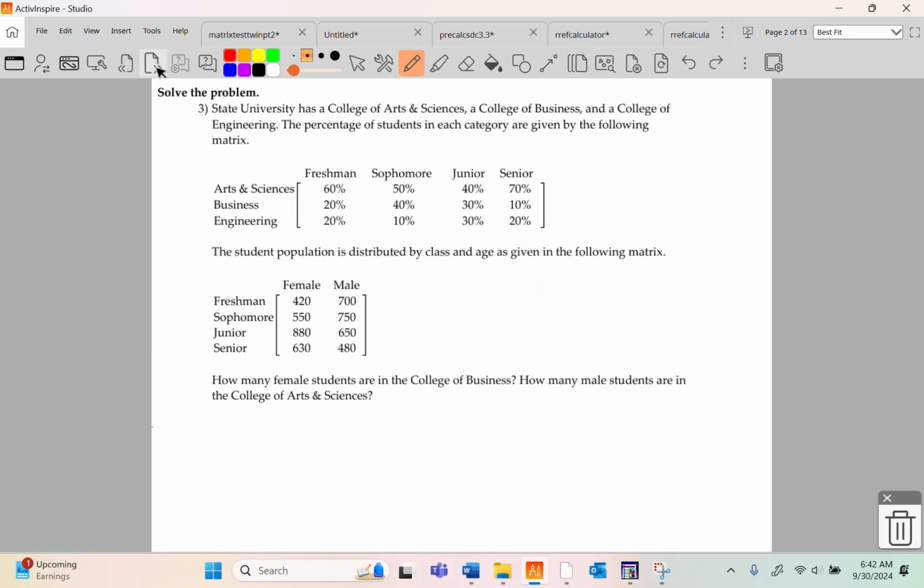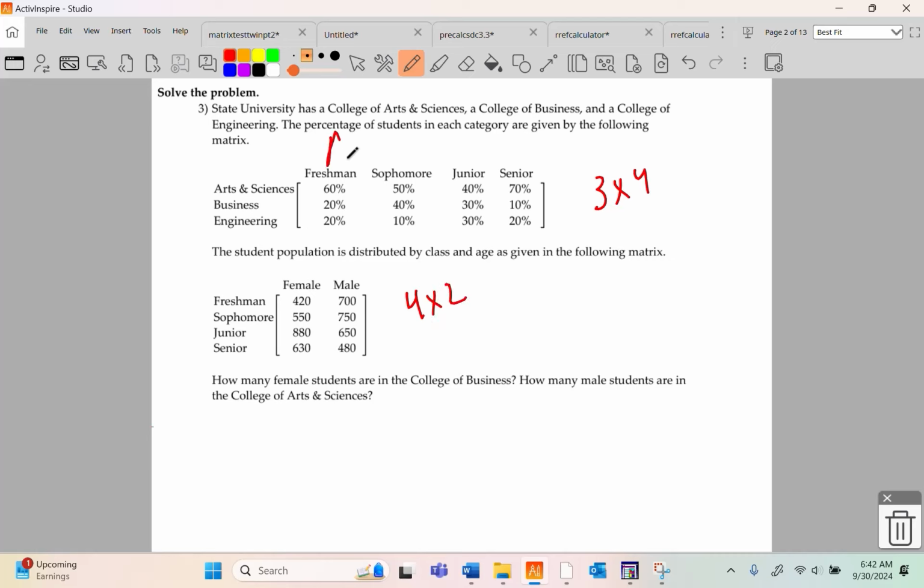All right, this one, word problem. The goal here is to figure out how many female students are in the College of Business and how many male students are in the College of Arts and Sciences. Let me scan my dimensions here. We have a 3 by 4. And here we have a 4 by 2.